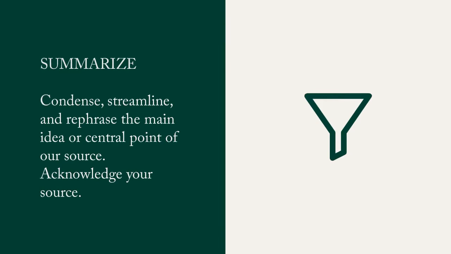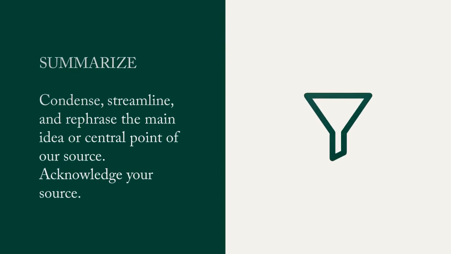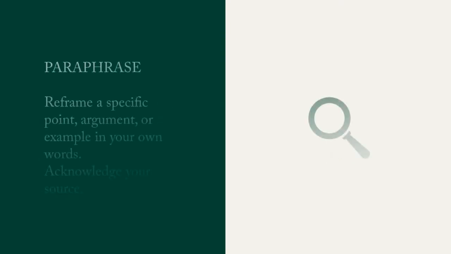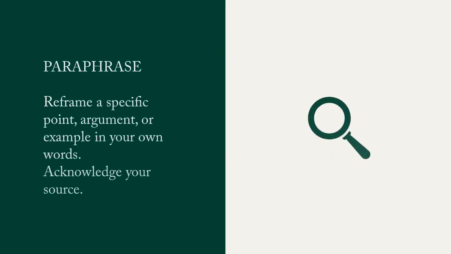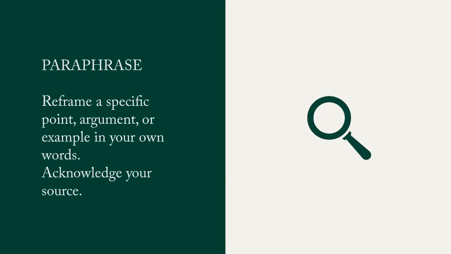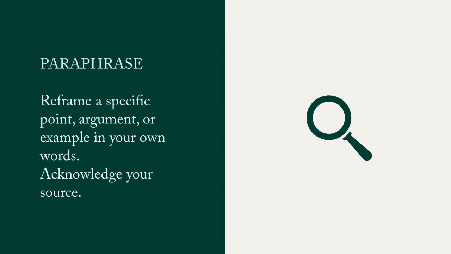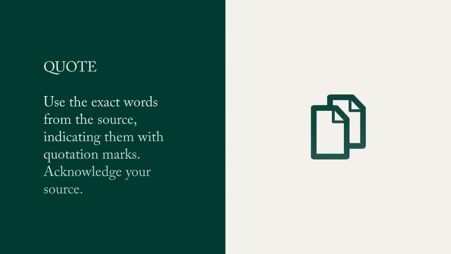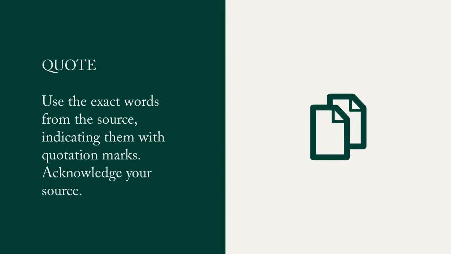We consider the passage as a whole, or at least large sections of it, and we repackage them in order to condense and streamline them. When we paraphrase a source, we take a specific point, argument, example, or portion of a text, rephrase it in our own words, and then acknowledge the original author. We select the portion of the text that is most useful or relevant for the argument that we're making, and then use the author's work to back up our own argument. When we quote a source, we use the exact words from the source and indicate the direct usage of the author's ideas with quotation marks.